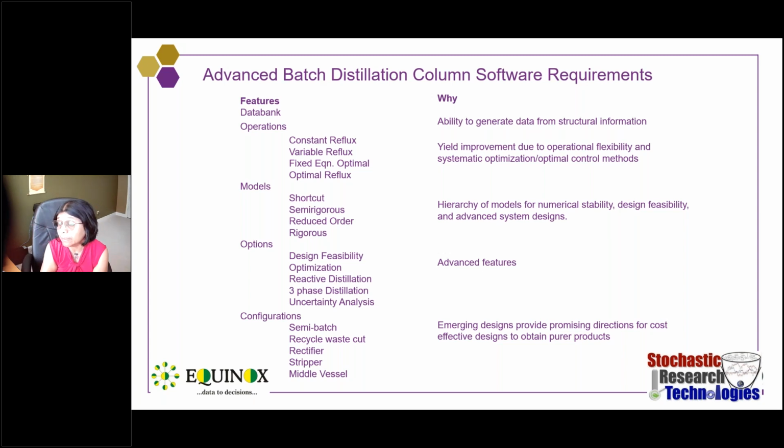It is important to capture the operating flexibility of a batch column, so you need different operating conditions. Also, as I showed, some of the rigorous models fail, and that can happen if you have wide boiling components, low hold-up columns, or high flow rates, so you need a hierarchy of models. You also need emerging columns like stripping, rectifying, and all.